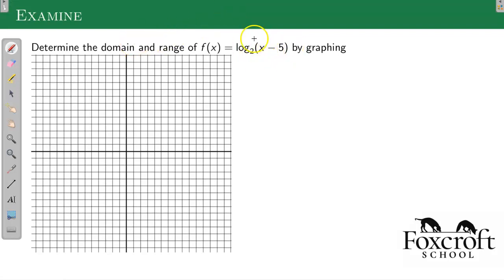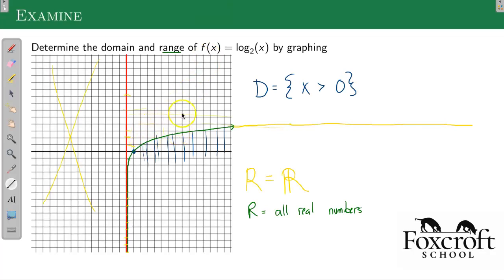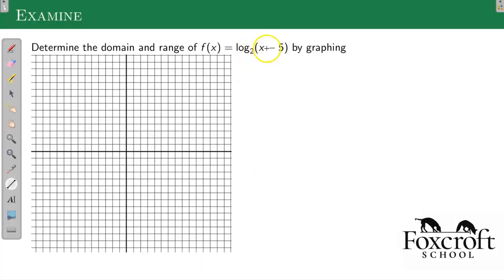All right, so now let's look at this graph, log base 2 of x minus 5. Let's find the domain and range by graphing it. We have our original log base 2 graph from the previous slide. All it's going to change in this one is I'm going to shift it to the right 5. So my vertical asymptote is going to change. 1, 2, 3, 4, 5. Let's make that red like I always do.